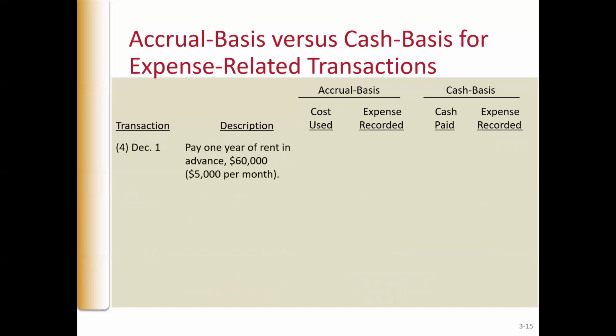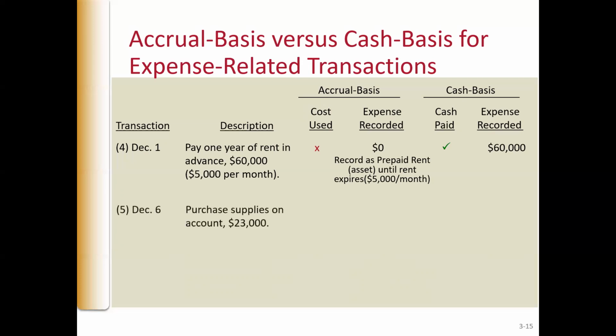On December 1st, we pay 1 year of rent in advance. So we don't show that as an expense because it's all prepaid rent until we use it up. But under the cash basis, that entire $60,000 would be treated as an expense because we paid it. Okay.